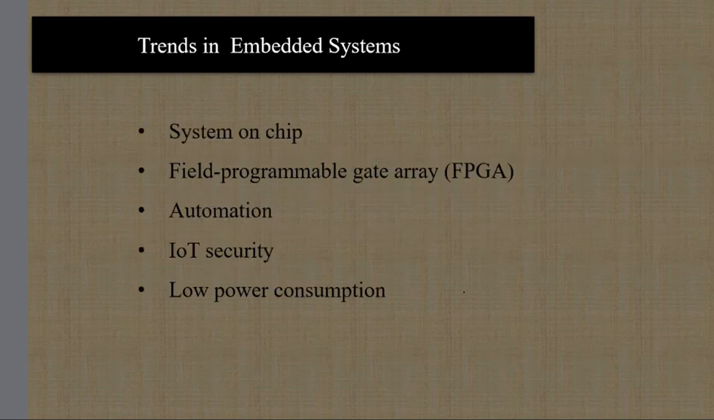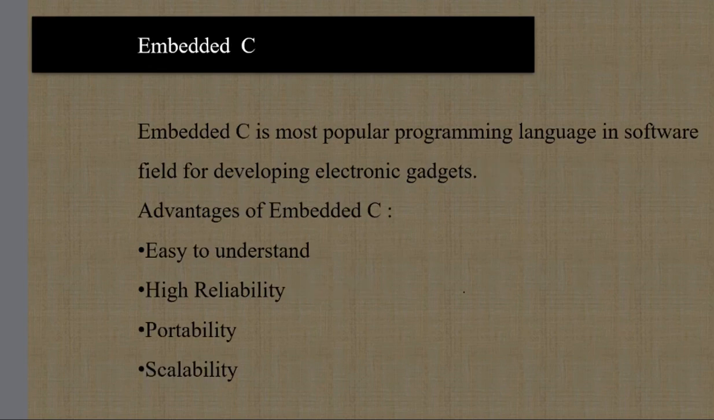The major trends in embedded systems are system on a chip, field programmable gate array (FPGA), automation, IoT, security, low power consumption, high speed, etc. Through embedded systems we can make simpler, smaller chips that run faster and make the size of a device smaller. What is embedded C? Embedded C is the most popular programming language in the software field of developing electronic gadgets. Advantages of embedded C are that it is easy to understand, and has high reliability, portability, and scalability.